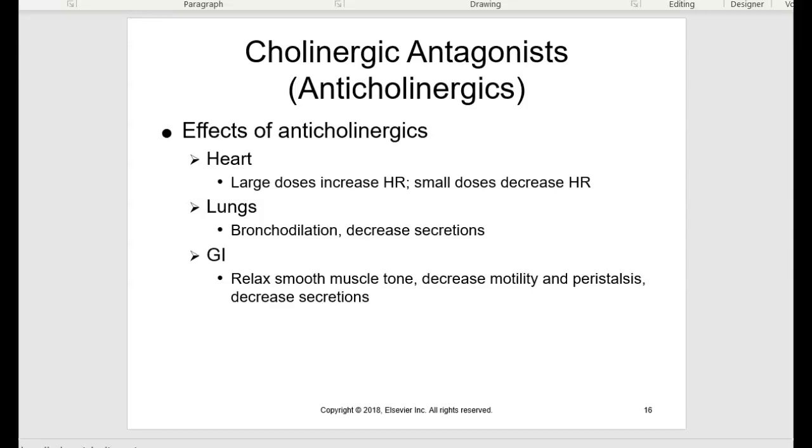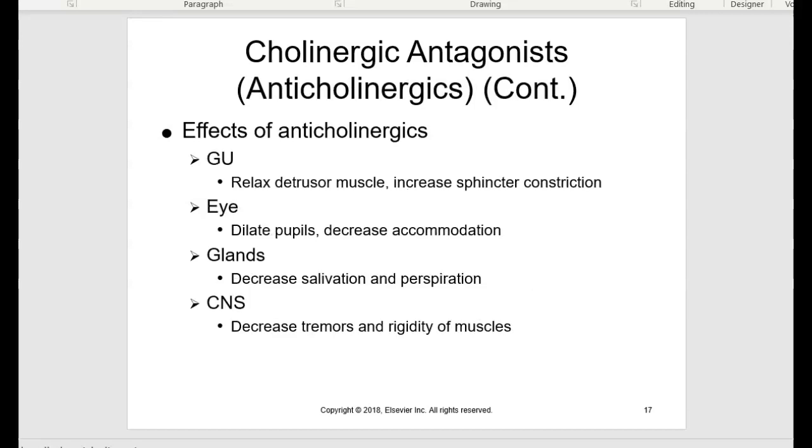lungs, bronchodilation, GI, relaxed smooth muscle tone, right? Because a cholinergic antagonist is going to turn off that rest and digest. And because that's being turned off, that fight or flight response is what's going to be seen in the patient.